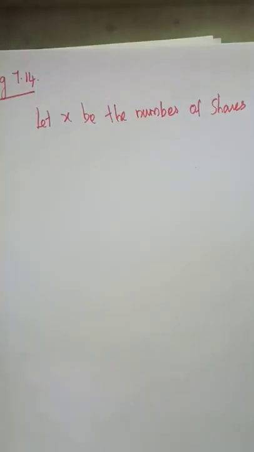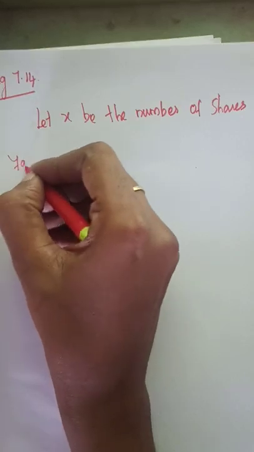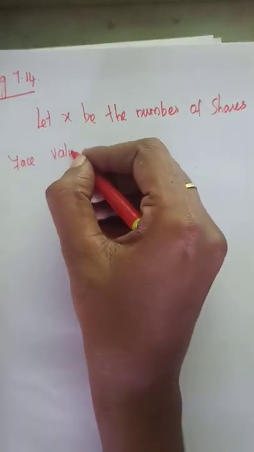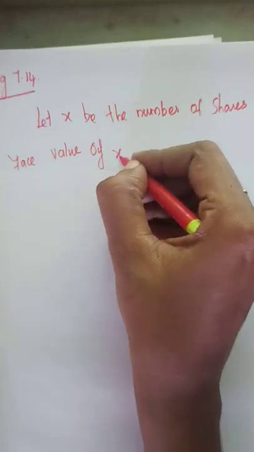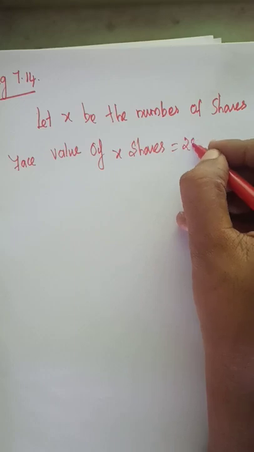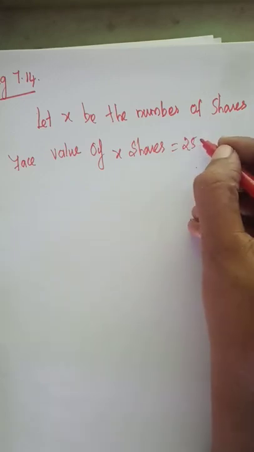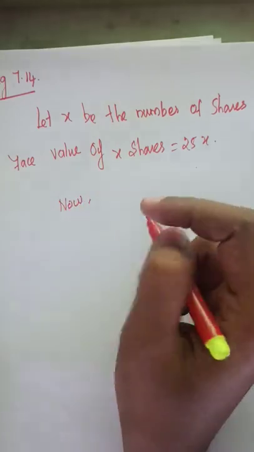Now for that, if you need to find the face value of x shares, what will you do? It is 25 into x, is it right? So the face value of x shares is 25 into x. So now what will you do?